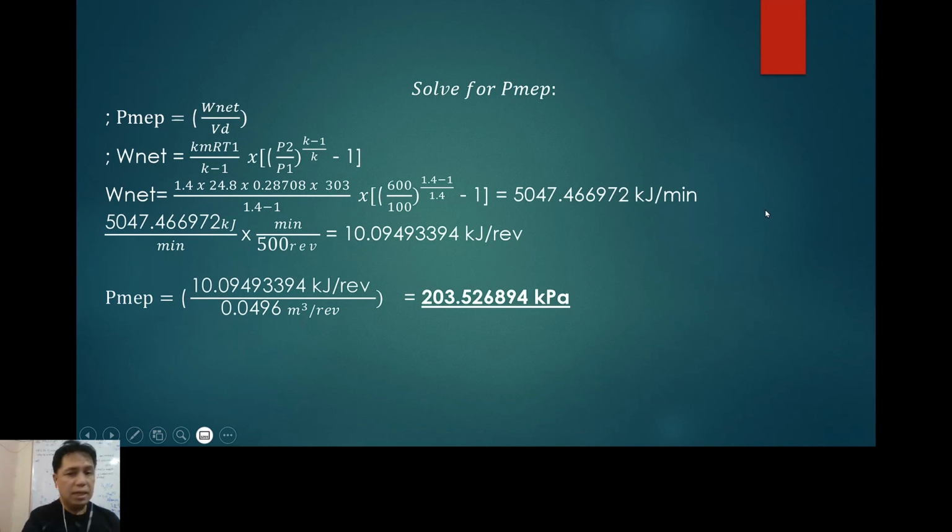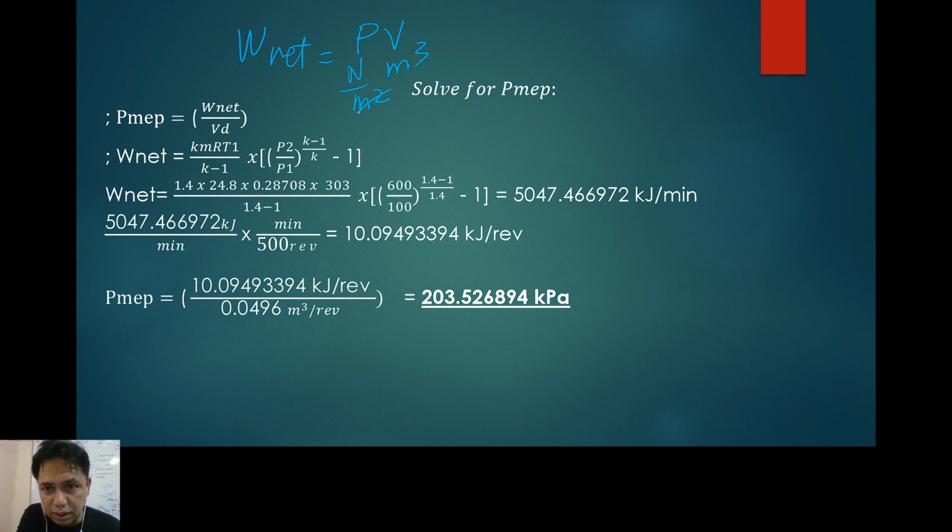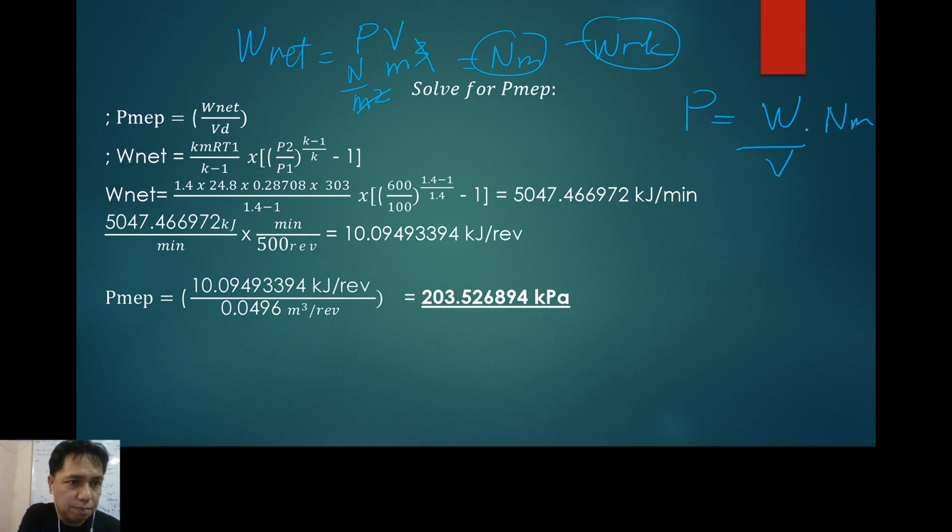So now we go immediately, because the time is running out, to the mean effective pressure. Now, as a review, the work of compression is pressure times volume, which is newton per square meter times meter cube. So meter square will be cancelled, only newton meter. That is the energy or work, but we are not being asked of work, we are asked of pressure. So pressure is work over volume, newton meter over meter cube, so newton per meter square, and that is pressure. So mean, meaning average.